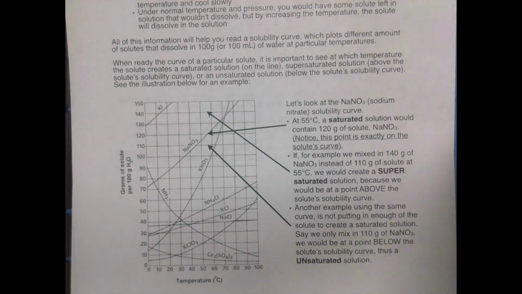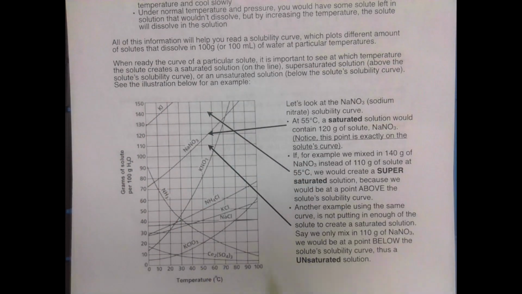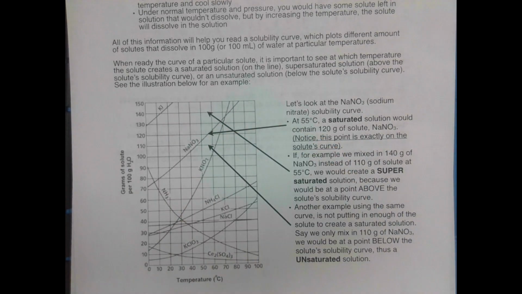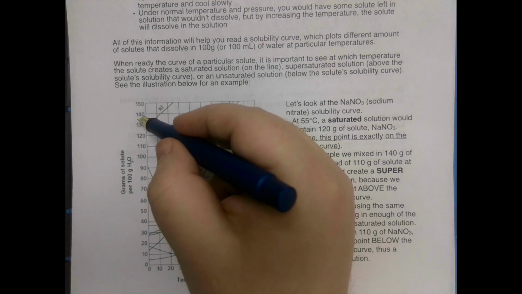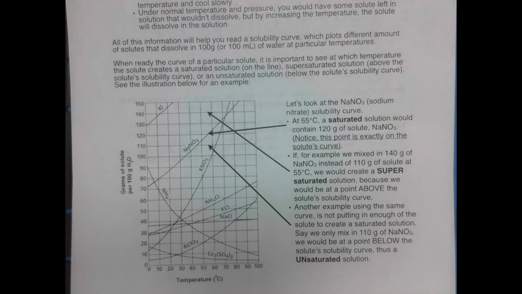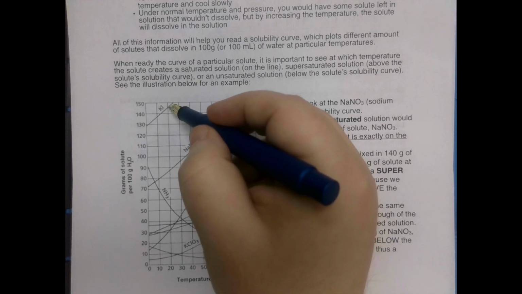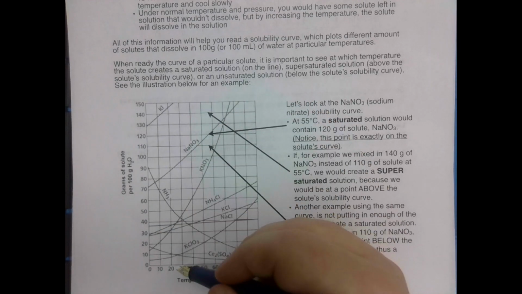By the way, which of all these is the most soluble in water at room temperature? This one. How do you tell? Because more grams of it can dissolve in water than anything else. 145 grams of this can dissolve in water at 20 degrees Celsius.